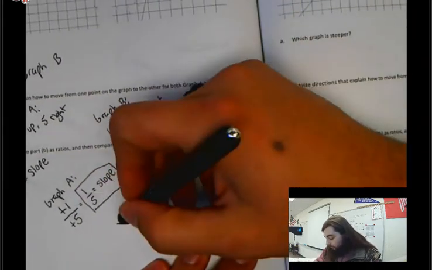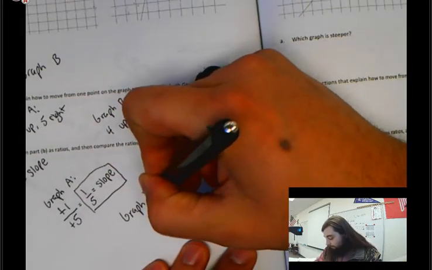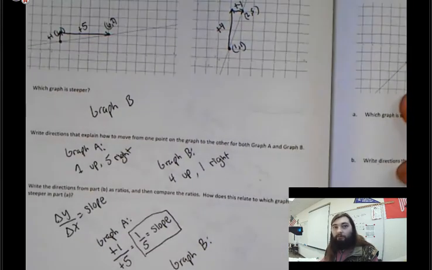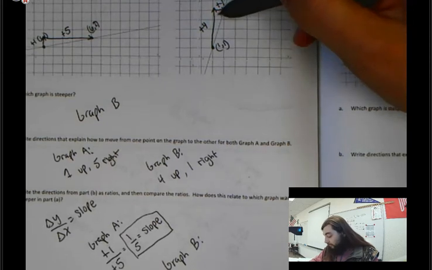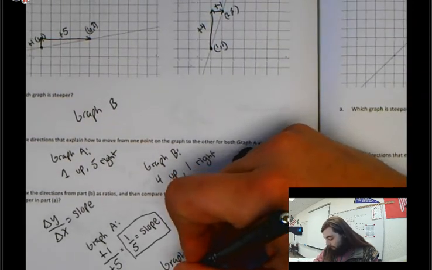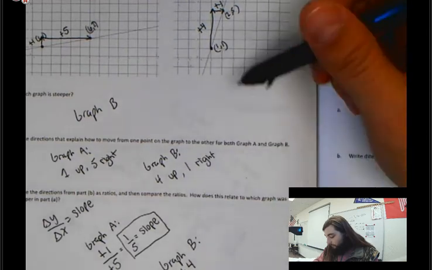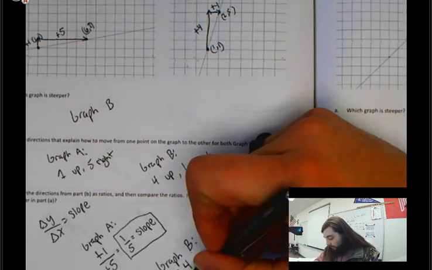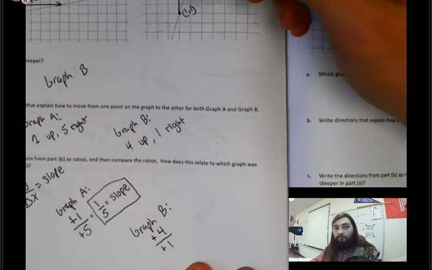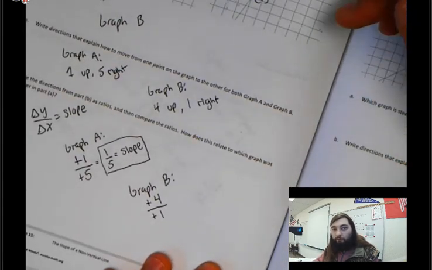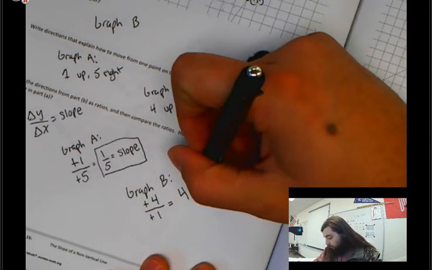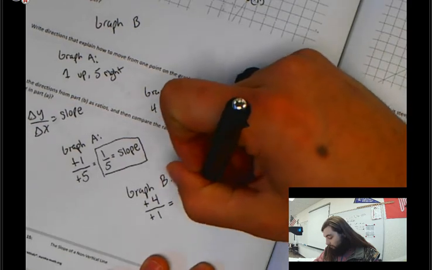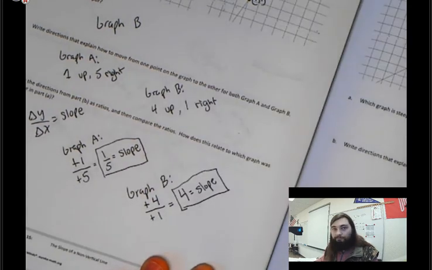Graph B, so let's do graph B. Make sure you can read all that down there. Okay, graph B, we need to take our change, which is a vertical increase of 4, and that's a positive. And then we are moving 1 to the right, so it's a positive 1. Positive 4 over positive 1 is just a positive 4 slope. So this line has a slope of 4, okay?